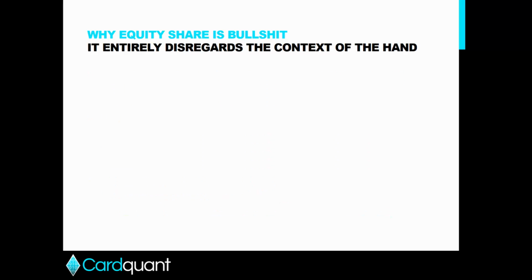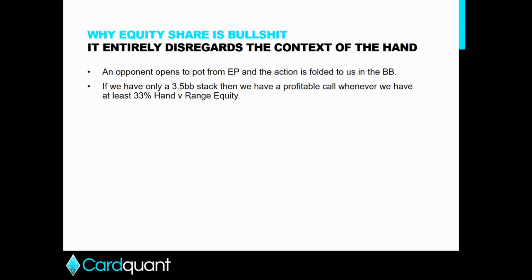So the other problem with equity share, and the deeper problem, is that it entirely disregards the context of the hand. So let's say an opponent opens from under the gun and the action is folded to us in the big blind. If we have a 3.5 big blind stack, then sure, we have a profitable call whenever we have at least 33% hand versus range equity. That makes sense. But we do know that being in position will confer an advantage to the player in position if the stacks are deeper. That's a fundamental part of poker knowledge that we generally accept.